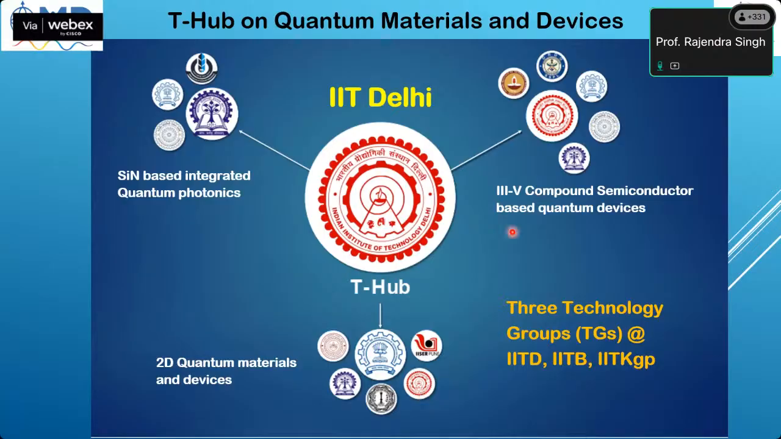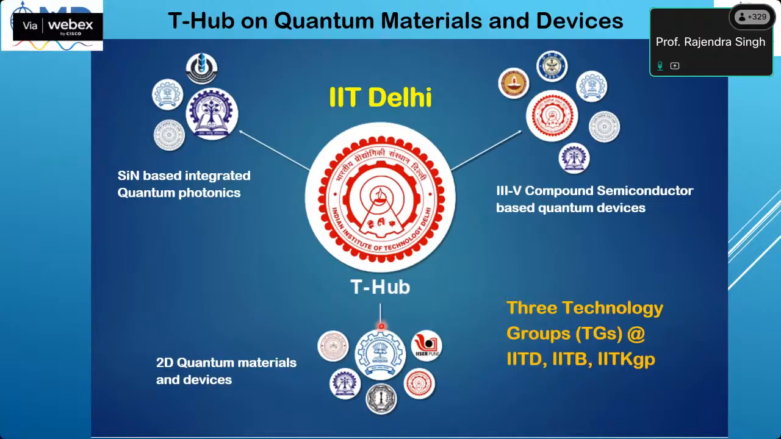So coming to the thematic hub at IIT Delhi, which is on quantum materials and devices. One of the material platforms that we will be developing is what we call 3-5 compound semiconductors. All of you have heard about compound semiconductors, so I will elaborate a little bit, and then talk about the quantum devices and quantum materials that we are developing based upon these 3-5 compound semiconductors.